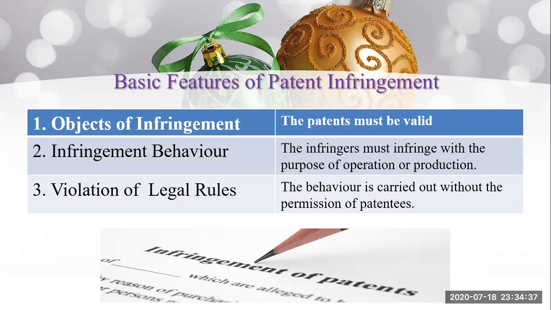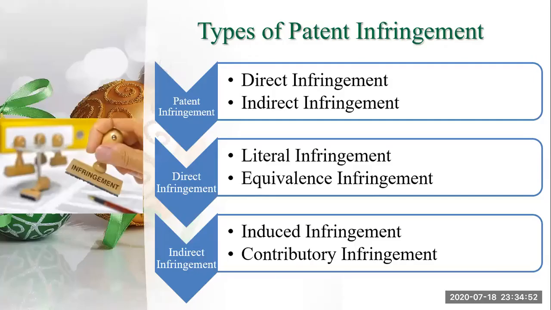One is that the patent must be valid. Second is that the infringer must infringe the patent for the purpose of production. Third is that he or she violates the law. Now there are types of patent infringement. There are actually two types: one is direct infringement, another is indirect infringement.